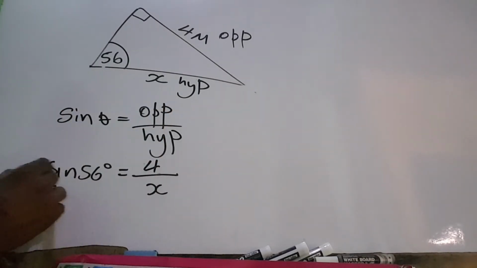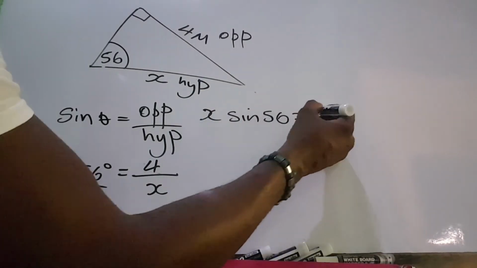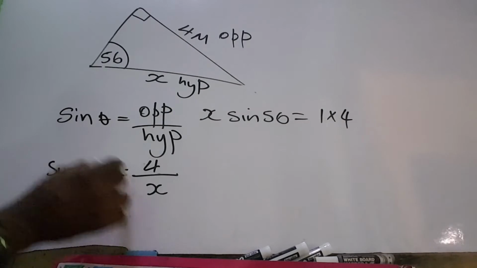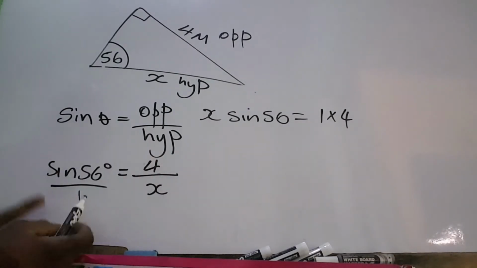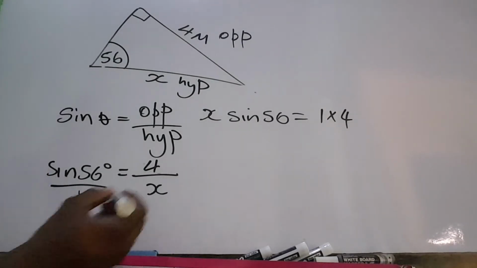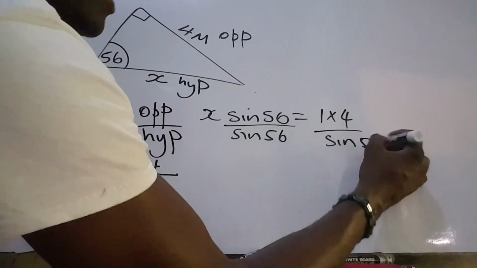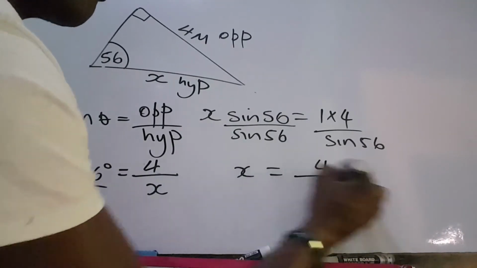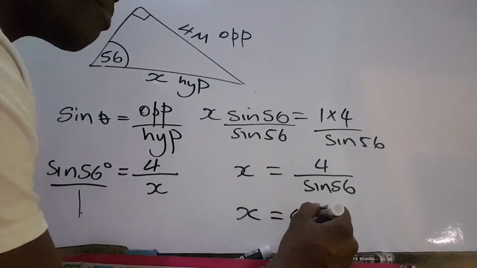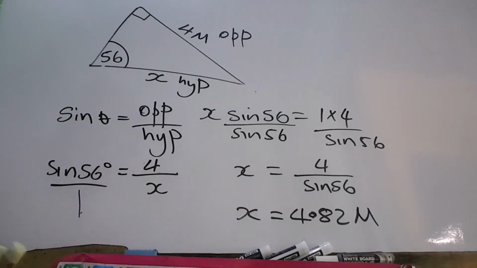If you cross multiply, then you could say that x times sine 56 is equal to 1 times 4. In cross multiplication, we multiply these and set equal to that. That's what we call cross multiplication. Then we'll divide by the sine of 56. So at the end of the day, x is equal to 4 over the sine of 56. All you have to do is put this on your calculator. 4.82 meters. Alright, let's look at the last one.